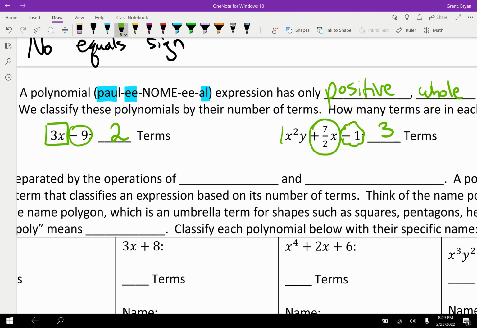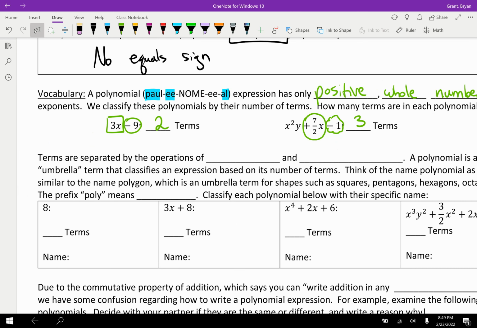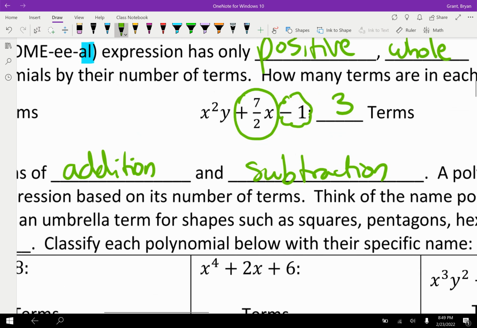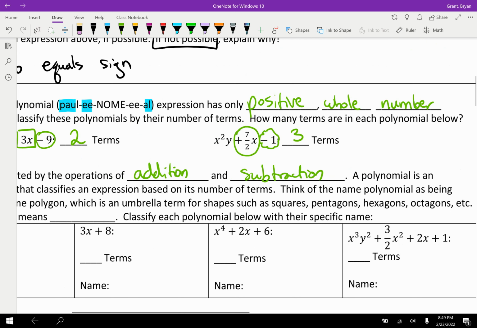Because there's an x squared and a y. Well, it turns out that terms are actually separated by specific operations. They're separated by operations of addition and subtraction. And what is holding the x squared and the y together? Well, that's multiplication. So that's actually just one term that's right here, this x squared y.